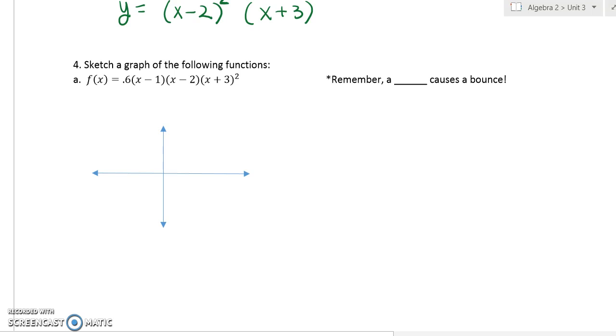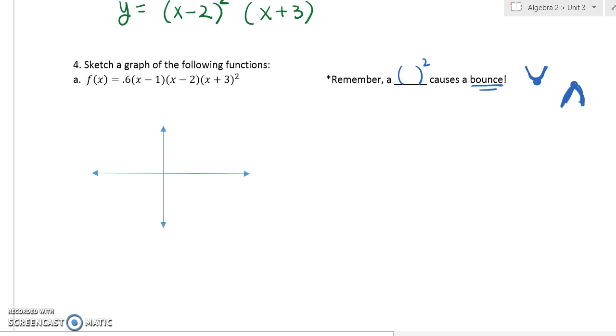In example 4, it says sketch a graph of the following function. So we're just going to sketch it, and the goal is to do it without a calculator. So we have the following zeros. Oh, by the way, remember that if I have something squared, it causes a bounce, which means that at that point, I'm either going to look like a U or an upside down U, depending on if it's positive or which direction you're coming from.